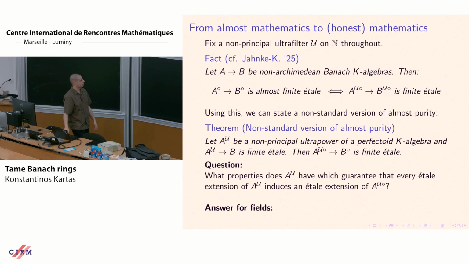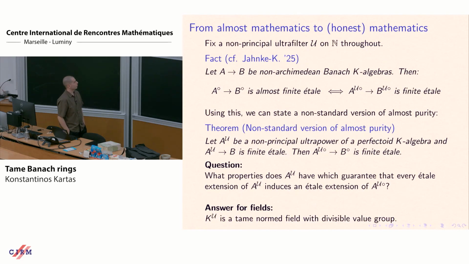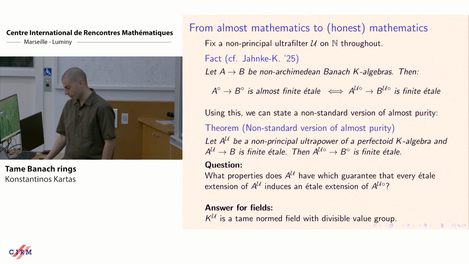In the case of fields, the answer turned out to be extremely simple. If you start with a perfectoid field K and you take a Banach ultra power, then this is just a tame normed field with a divisible value group. From this, it's very easy to deduce almost purity. I briefly want to recall this story, because otherwise the generalization to algebras will not make sense. So I will briefly recall what we did in some previous work with Franzi.